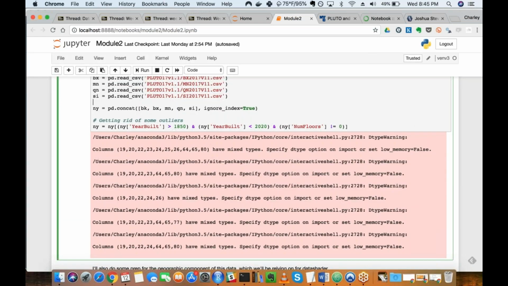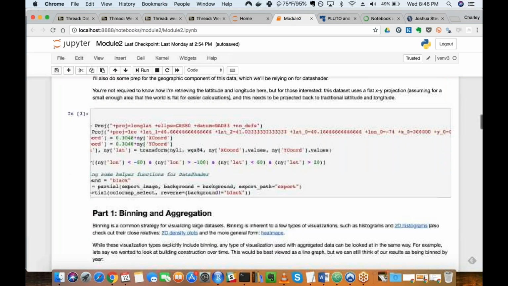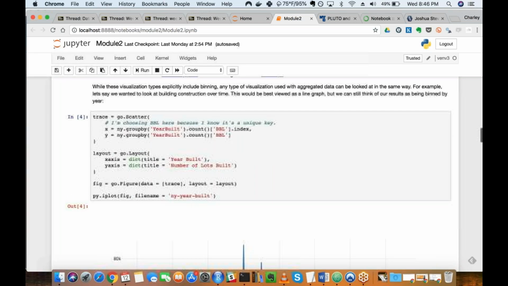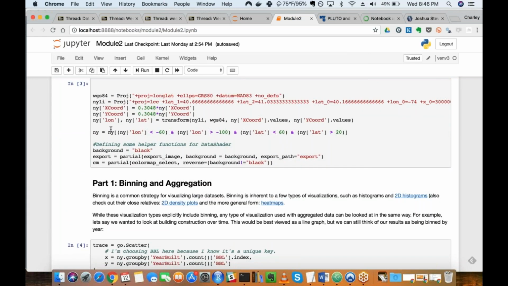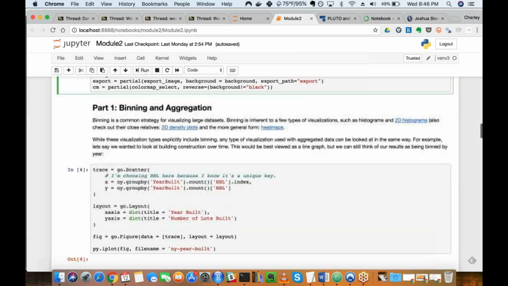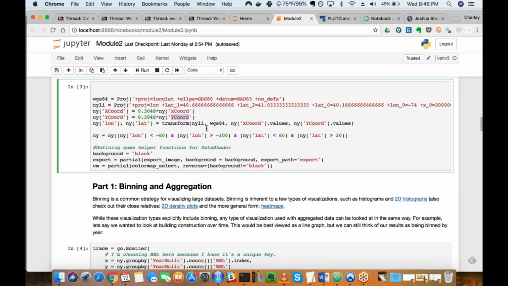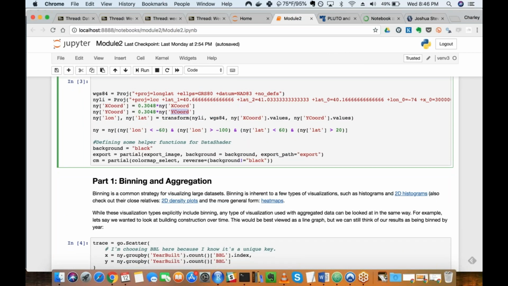So I'm just getting rid of some outliers, concatenating everything into a single data frame. And actually I ended up including this for getting the latitude and longitude, but if you're unable to get this running, don't worry too much, because since we're using Datashader, the X coord and Y coord should give you pretty much the exact same thing. So I just sort of needlessly added all of this.